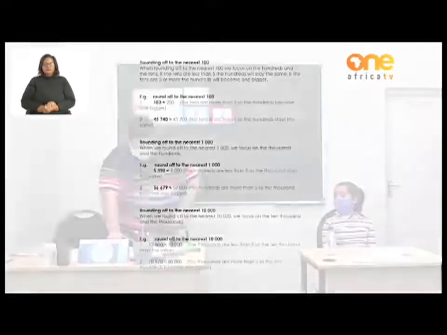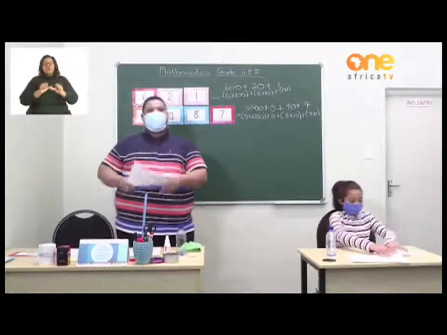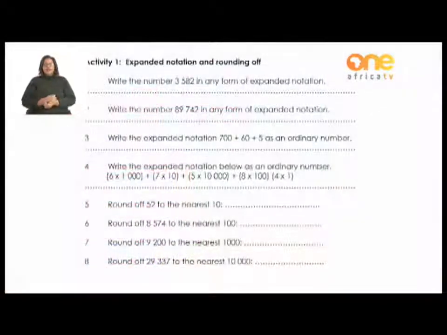Now, boys and girls, if we turn to page 25 of our book, we will see there's a really nice activity for you guys to do. The activity is based on expanded notation and rounding off. Number 1, write the number 3,582 in any form of expanded notation. Remember, we did 2 forms.